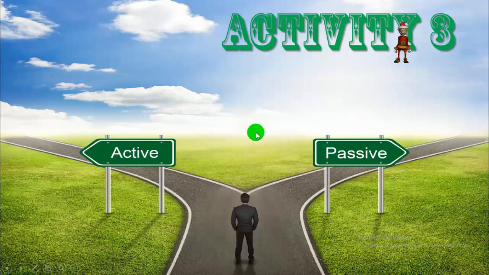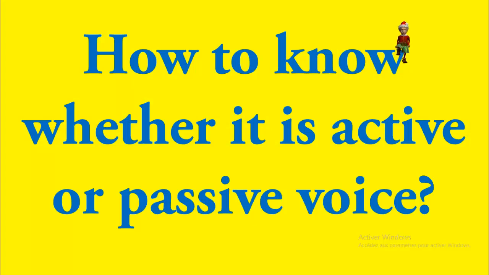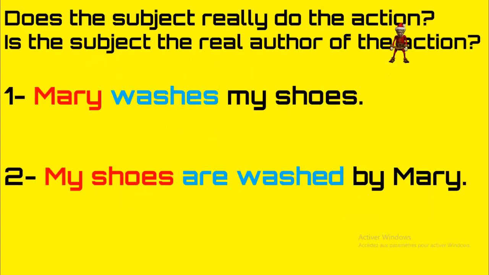Activity 3. Active voice, passive voice. How to know whether it is active or passive voice? How do we know if a sentence is in the active voice or the passive voice? Ask yourself the following questions. Does the subject really do the action? Is it the subject here, Mary, who washes my shoes? Is the subject the real author of the action?